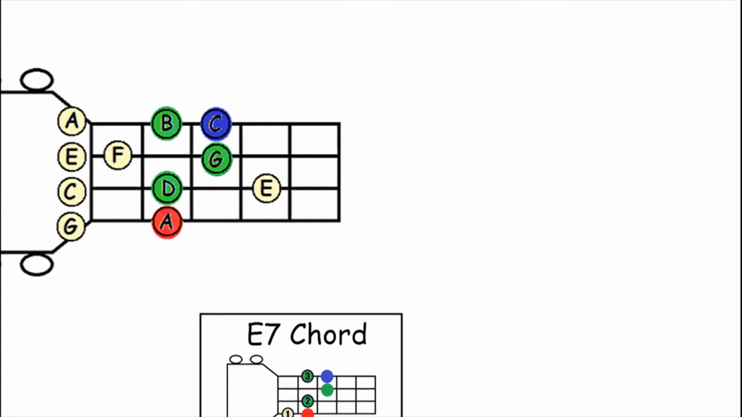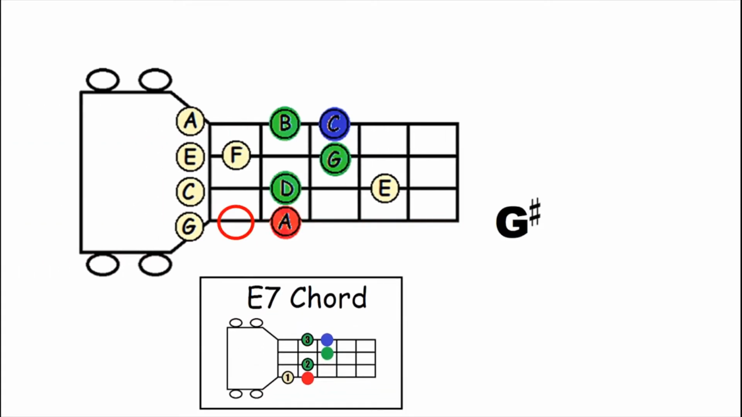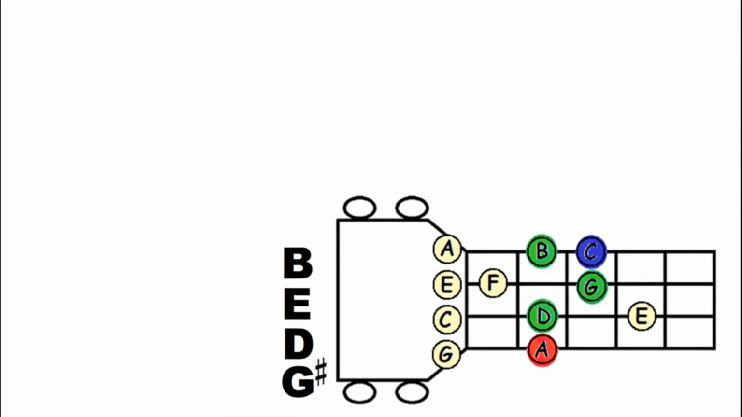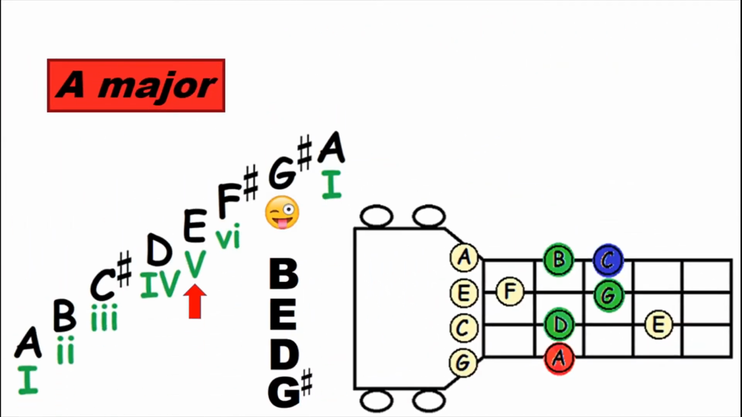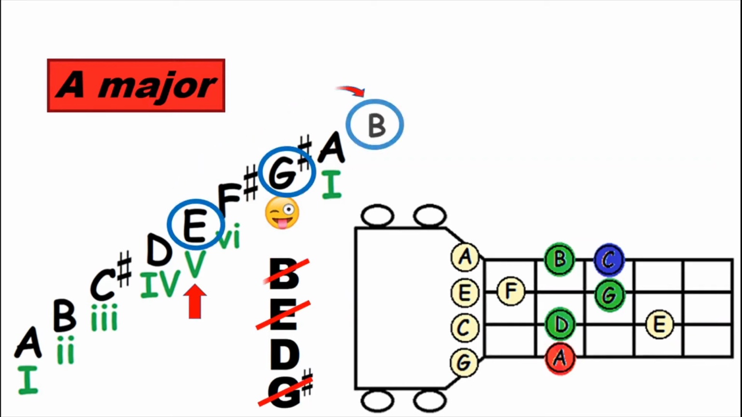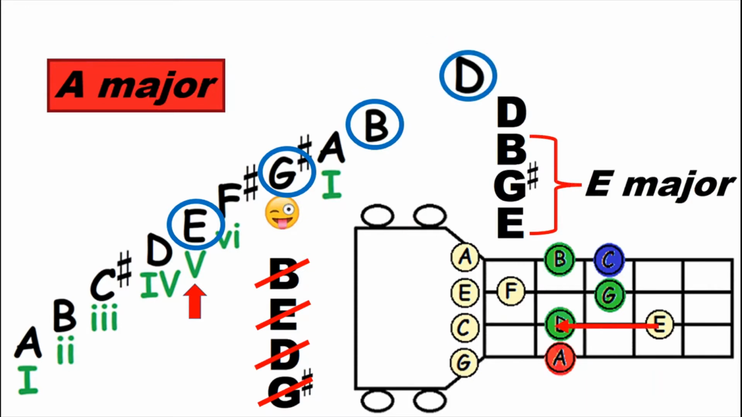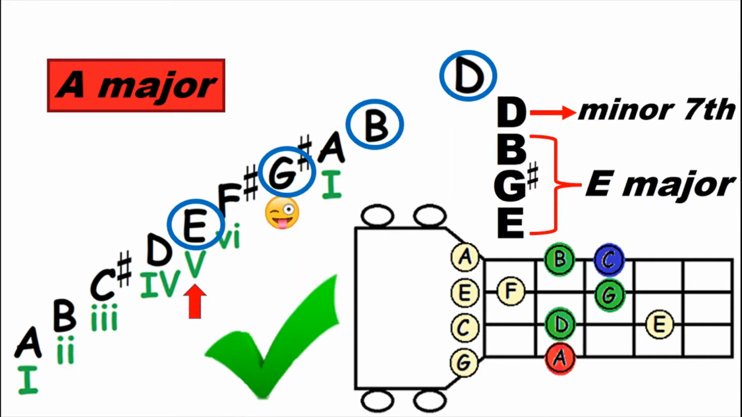Is that the same for E7? Let's figure out how it's spelled. On the ukulele, the voicing for E7 is G sharp, D, E, and B. Is this also a major-minor mix-up? Since E is the 5 in A major, E7 should naturally occur here if that's true. Let's check. We apply our skip-a-note method and get E, G sharp, B, an E major chord. Then we skip up to D, which is a whole step below E and a minor 7th. So E7 does fit in as a 5 chord.